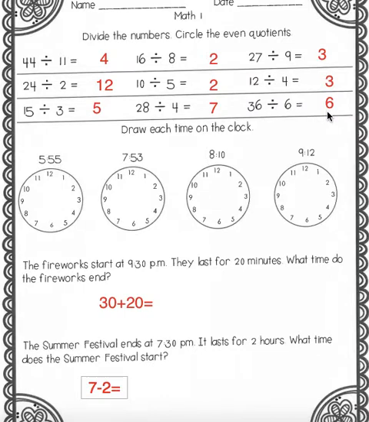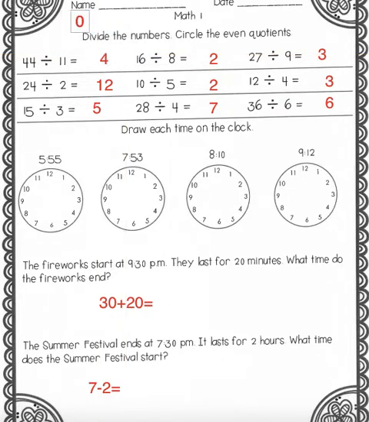And again, a good way to check your division, if you're not sure, is to go back and multiply your quotient times your smaller number and see if it equals your bigger number. And if it does, then you know you did it correctly. So the next part, it wants us to circle the even quotients.